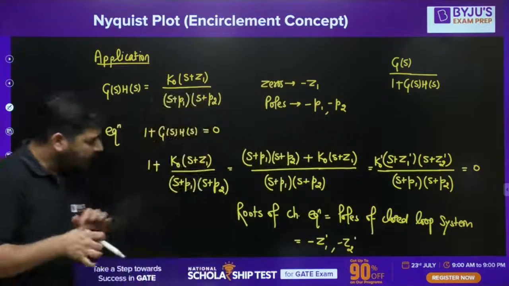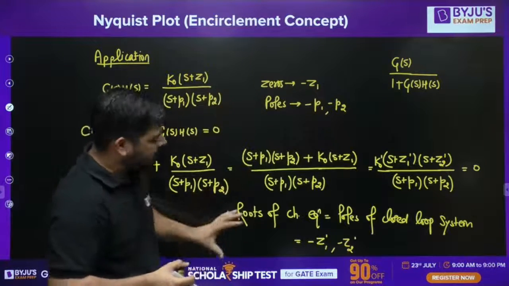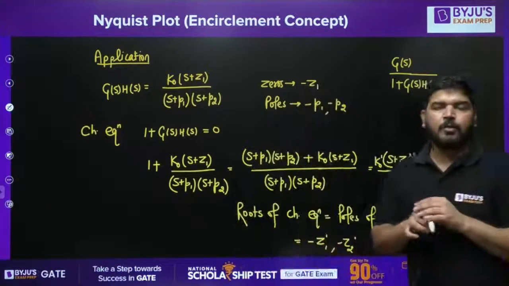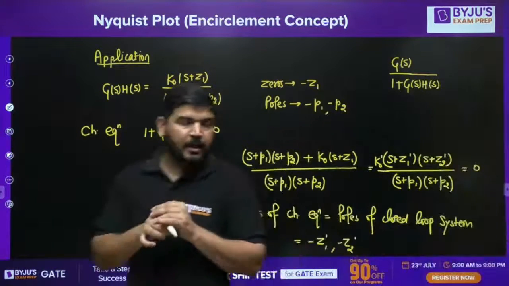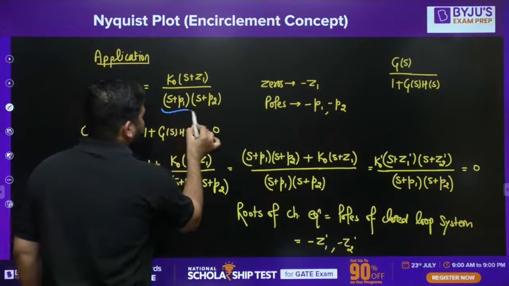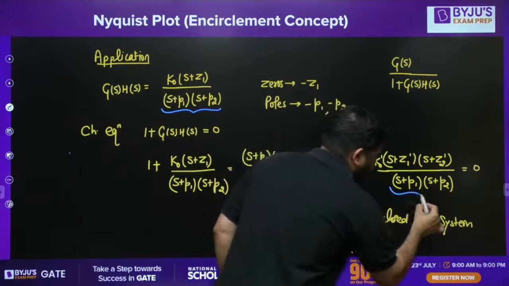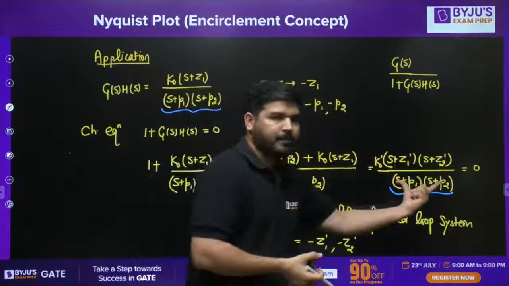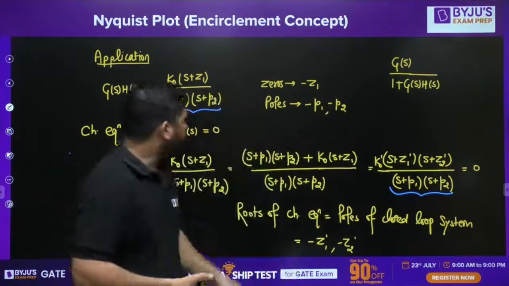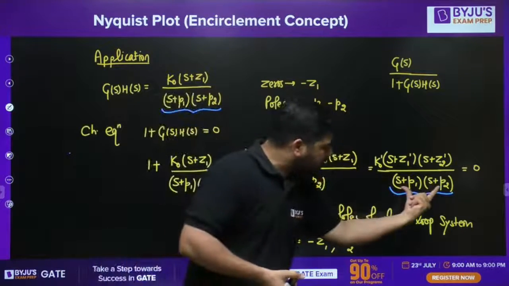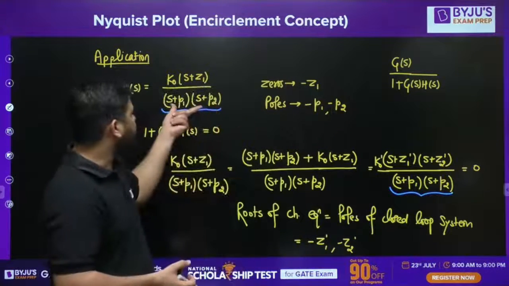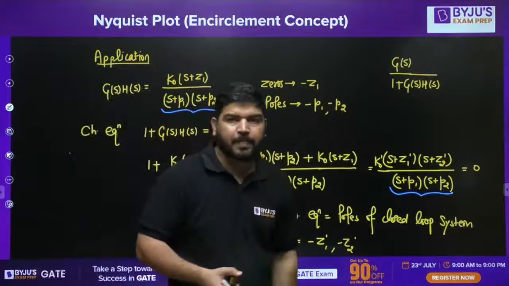Now what you can conclude on this analysis is there are 2 important points that you need to remember. Those points are the poles of G(S)H(S) and the poles of 1 plus G(S)H(S). This is the 1 plus G(S)H(S) function we have found. So you can say that the poles of G(S)H(S) and the poles of 1 plus G(S)H(S) are the same. You can see that the poles of 1 plus G(S)H(S) are minus P1 and minus P2, and the poles of G(S)H(S) are also minus P1, minus P2.